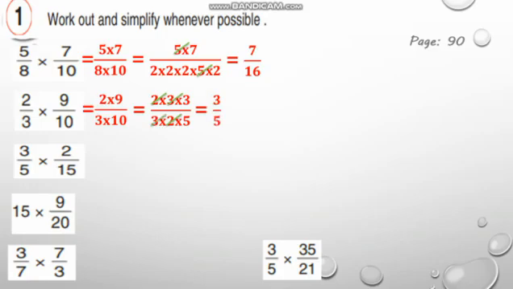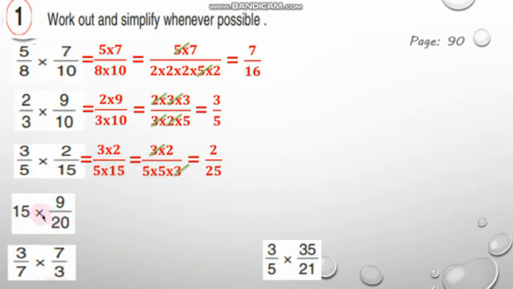The answer will be 3 over 5. Now I have 3 over 5 times 2 over 15. Multiply the numerators together and the denominators together. I can decompose 15 into 3 times 5. Now I can simplify by 3. The answer will be 2 over 25.